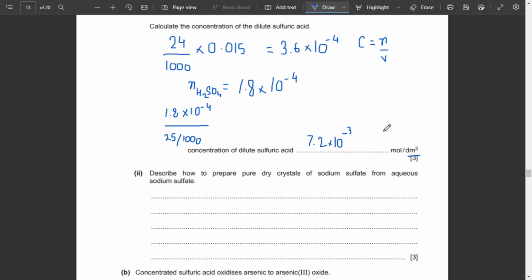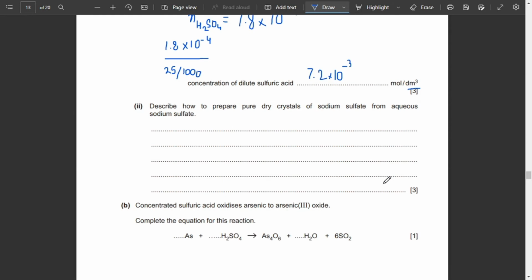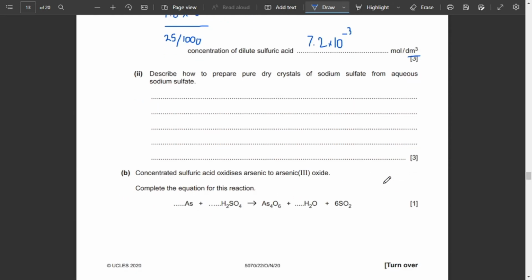This is a very basic question that we get related to crystallization. It is done using the same format. You just need to change the name of the chemicals and a few things according to it. However, it has the same 3 steps: evaporate till the saturation point, filter it out, and then wash it with distilled water, and after that dry it between filter paper. That's all. Moving on to part B, concentrated sulfuric acid oxidizes arsenic to arsenic(III) oxide. Complete the equation for this reaction.